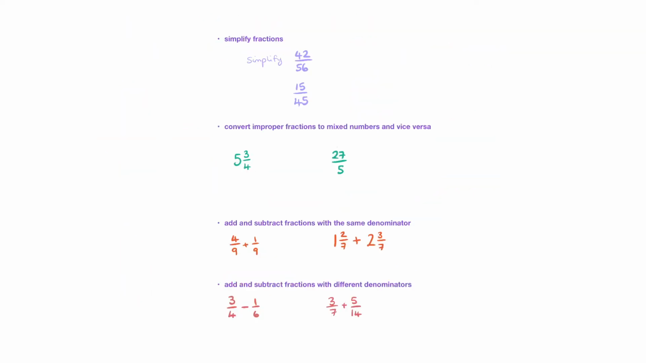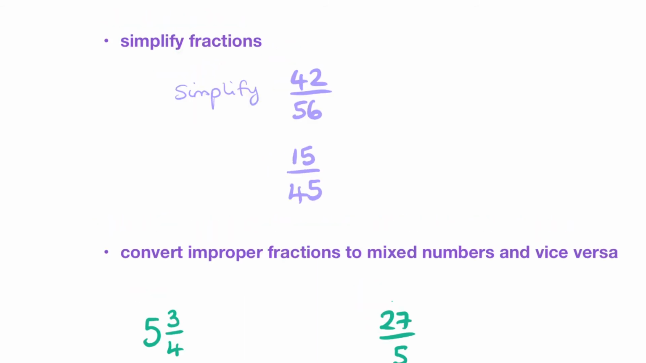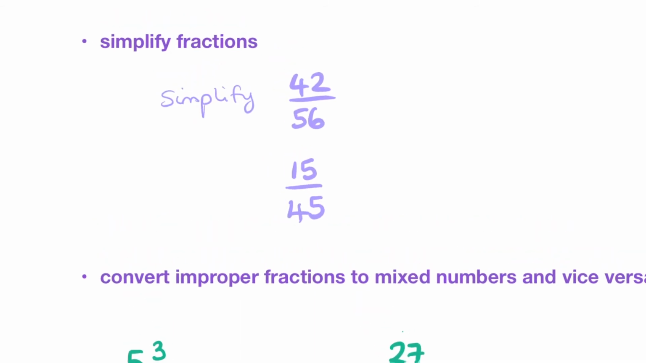Moving on, simplifying fractions. Now remember, we have done a lot. So if you know how to simplify these, pause the video, do it, and come back and check. Okay, so when we're simplifying fractions, we're dividing top and bottom by the same amount. So we need to find a times table where we'll find 42 and 56.